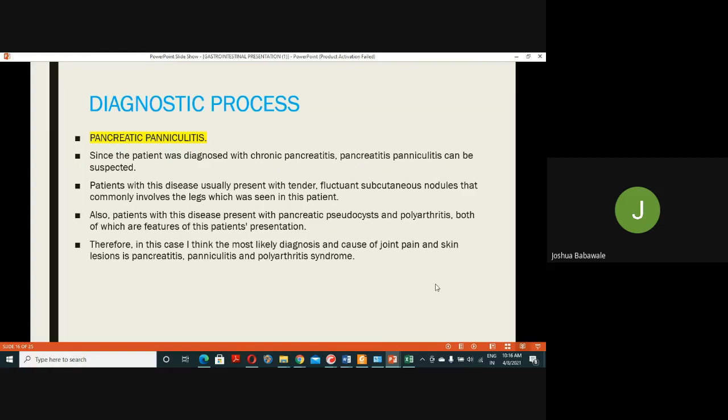Finally, pancreatic panniculitis. Since the patient was diagnosed early with chronic pancreatitis, we could suspect pancreatic panniculitis. Patients with this disease usually present with tender, erythematous subcutaneous nodules that usually involve the legs, which was seen in this patient. Also, patients with this disease usually present with pancreatic pseudocysts and polyarthritis, both of which were also seen in this patient. Therefore, I would think that in this case the diagnosis would be pancreatic panniculitis because of the patient's history of pancreatitis. Next slide, please.